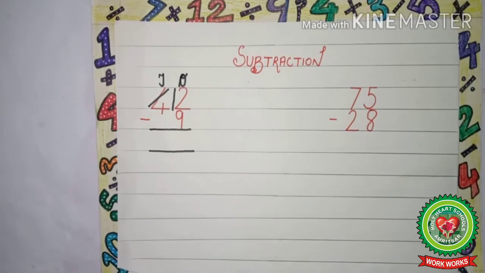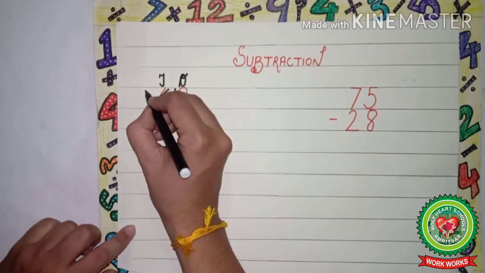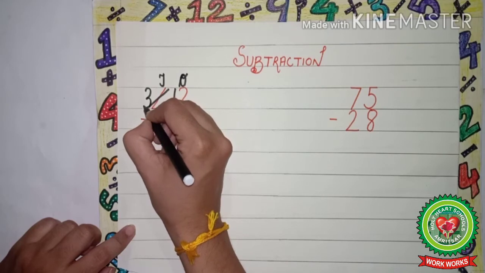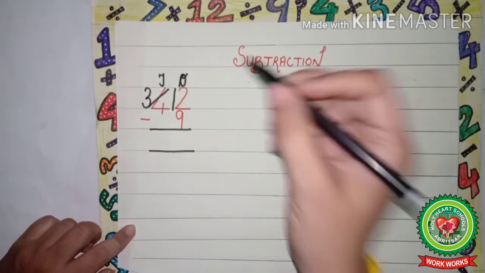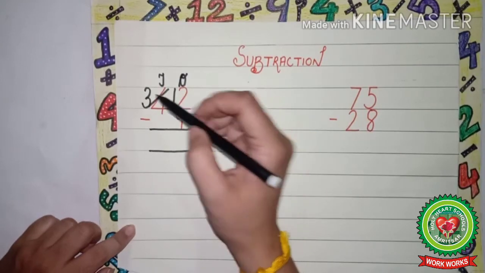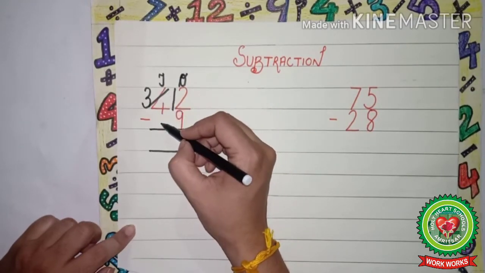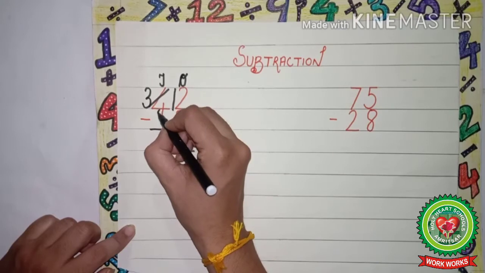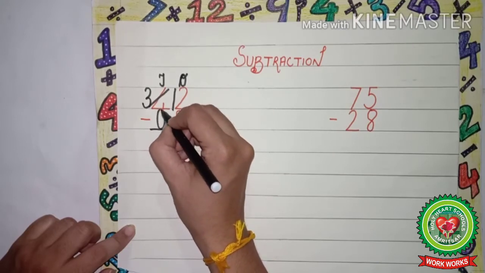If we have given 1 from 4, then what comes before 4? 3. 3 is left there. So we will write 3. Clear everyone? Now 3 is there and 12 is there. And there is no number under tens. So we will write 0 here.